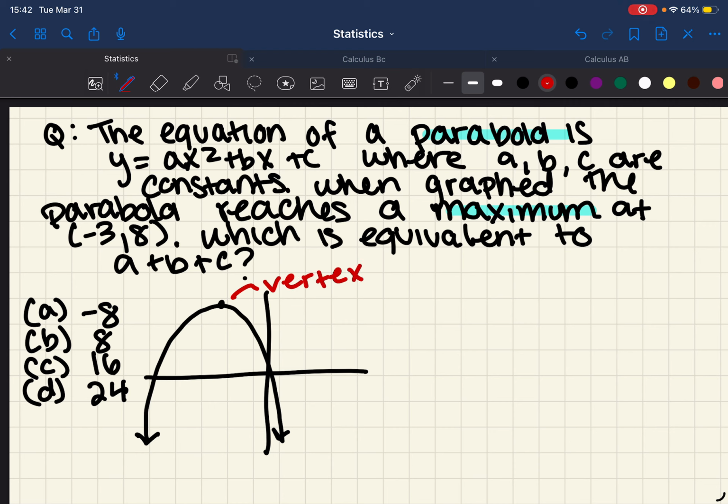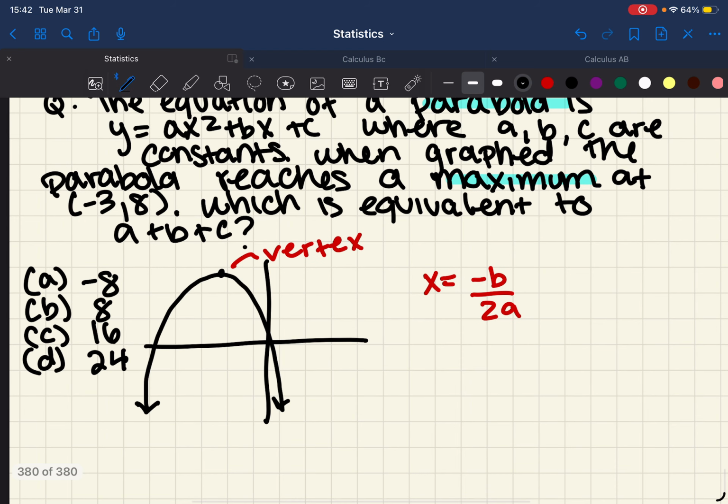For the vertex, we actually have a formula, and that is x equals -b over 2a. So our goal is to use that vertex formula and try to put the equation in only terms of a, b, and c. So let's first plug this in. x is given to us, that's -3, equal to -b over 2a. We do not know a and b.